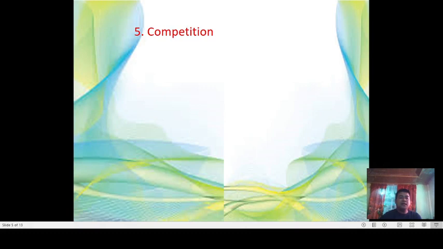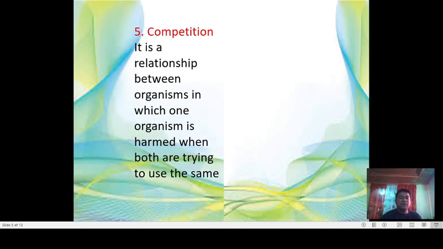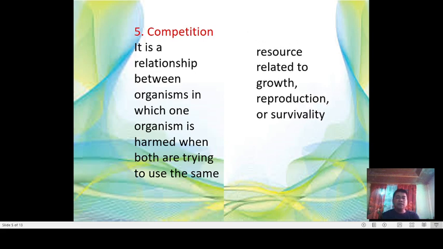Next is the competition. When we say competition, it is a relationship between organisms in which one organism is harmed when both are trying to use the same resource related to growth, reproduction, and survivability.